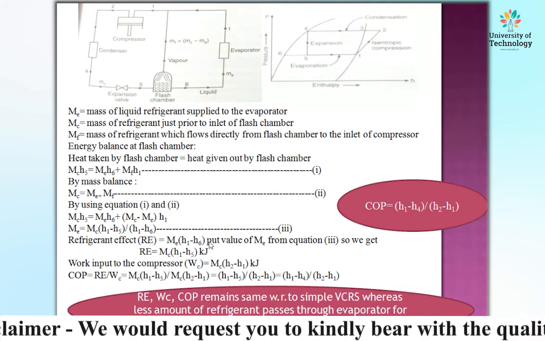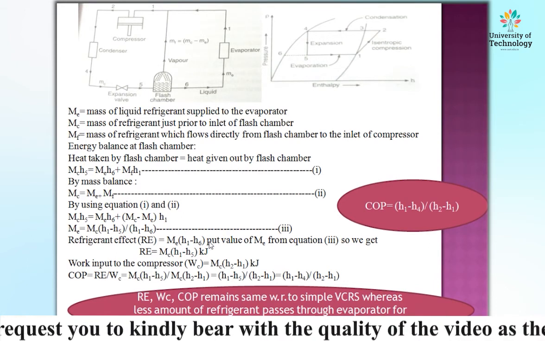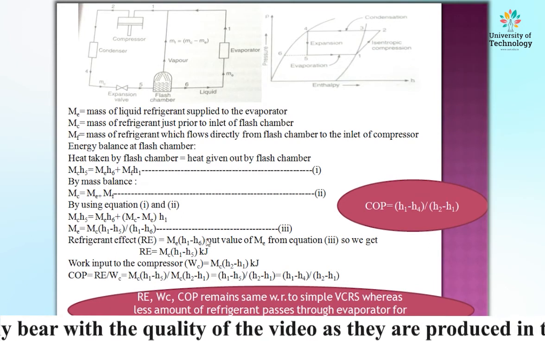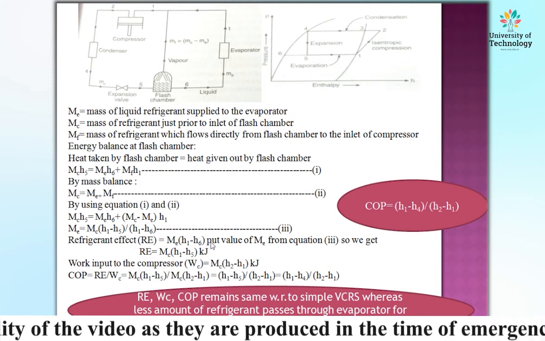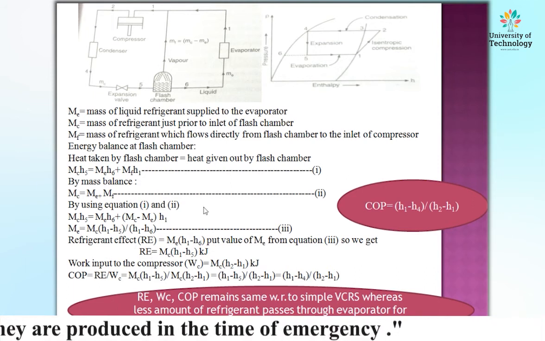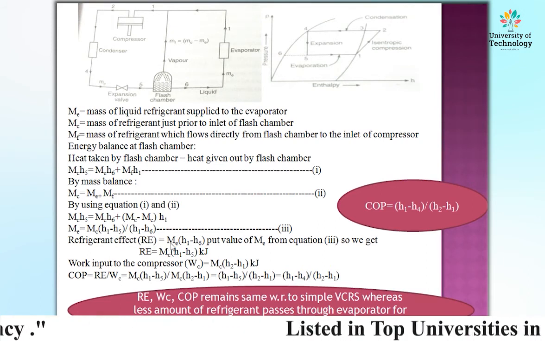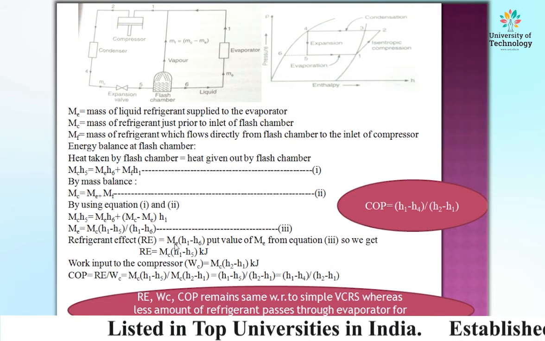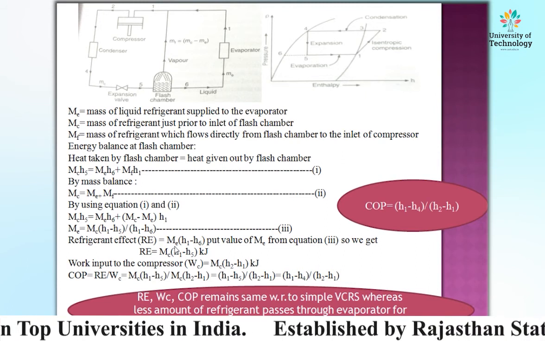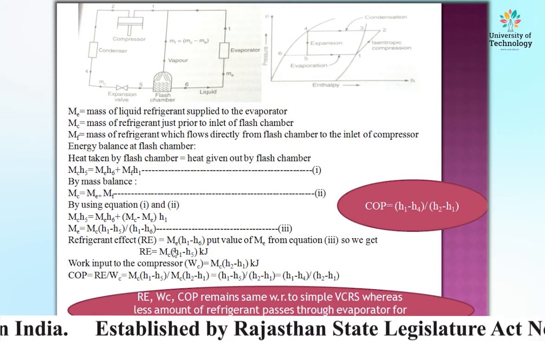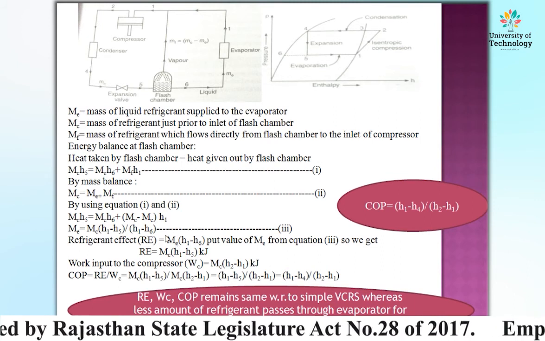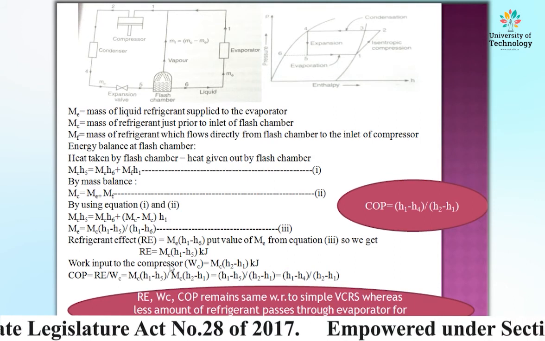Now, put the value of ME from equation 3. ME is equal to MC H1 minus H5 upon H1 minus H6. Put there: MC H1 minus H5 upon H1 minus H6, into H1 minus H6. H1 minus H6 cancel out. So what is the refrigerant effect? We finally get MC multiplied by H1 minus H5. This is the refrigerant effect in kilojoules.